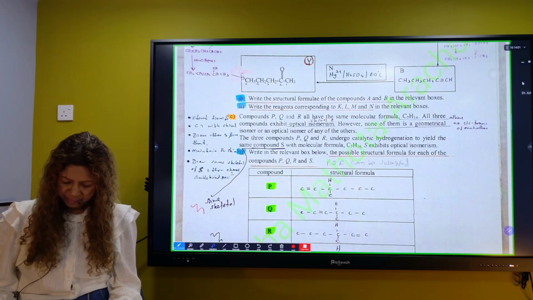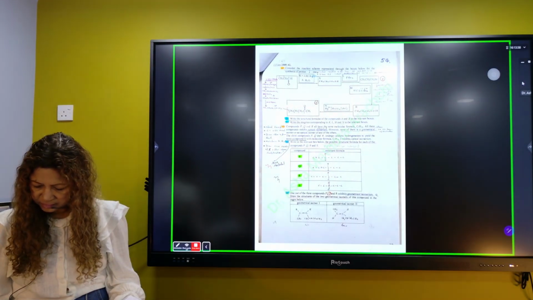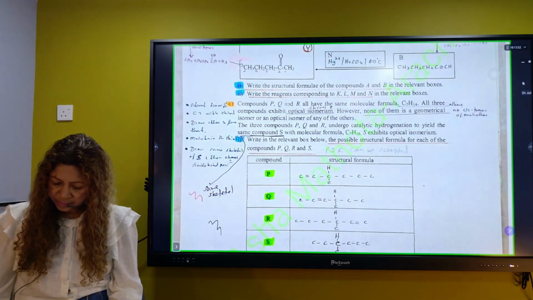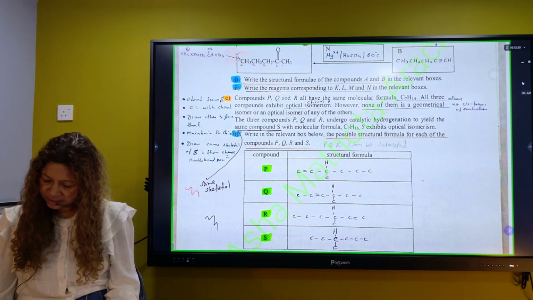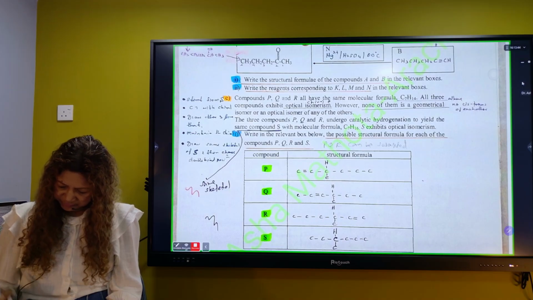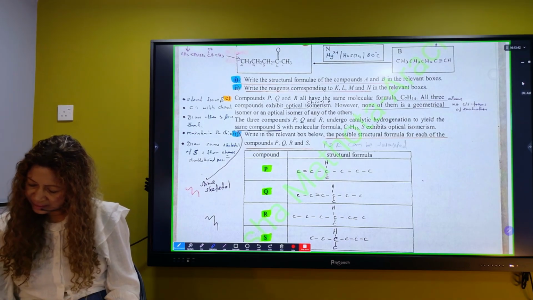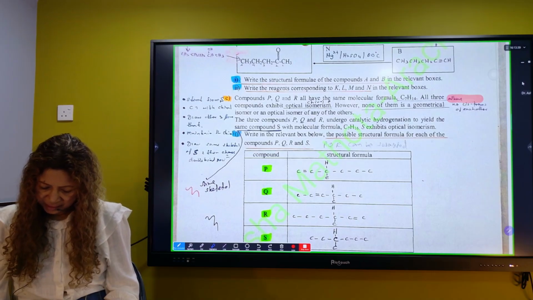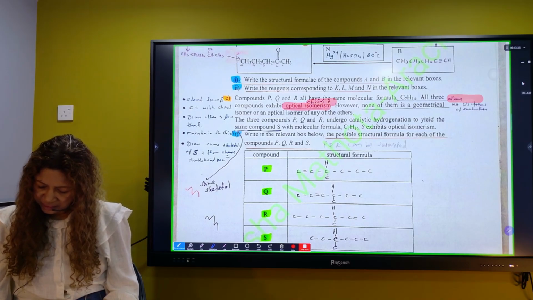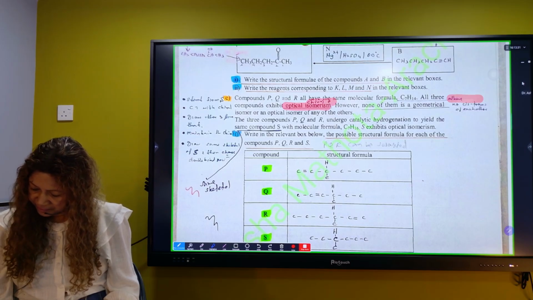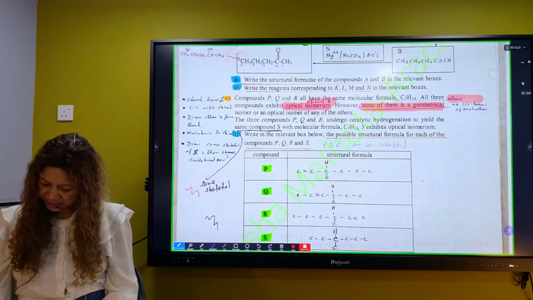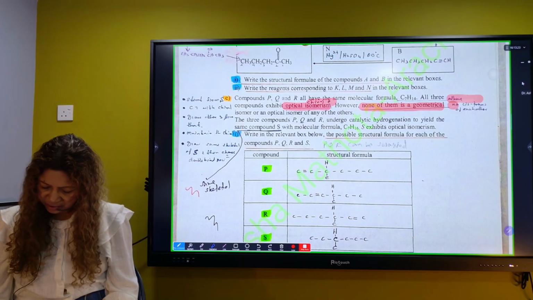Compound P, Q and R all have the same molecular formula, C7H14. That is an alkene, okay? Alkene. Exhibits optical isomerism, so they are supposed to have a chiral carbon. None of them is geometrical, so the double bond has no cis-trans, okay, no cis-trans.